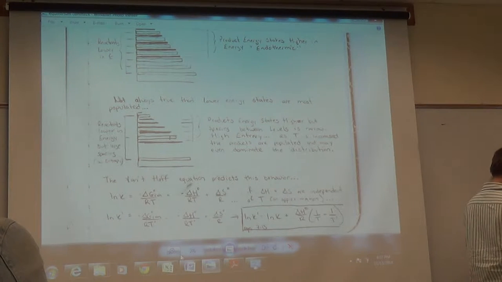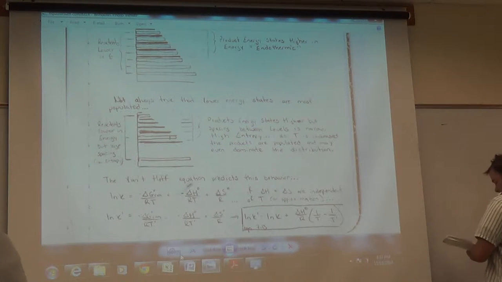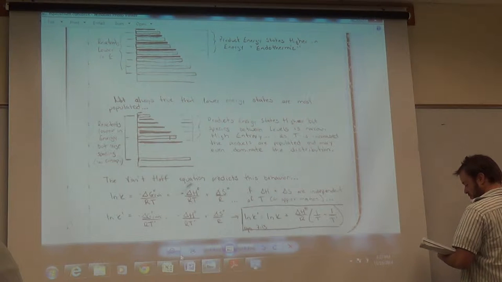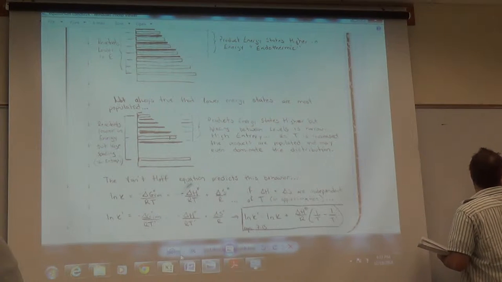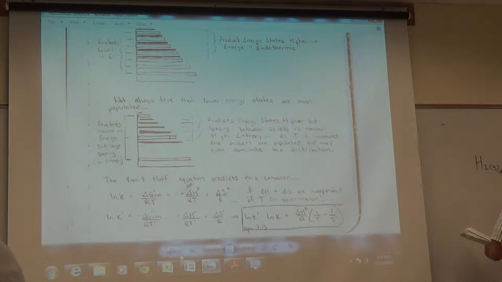look at this particular reaction. We'll say that we've got H2 gas plus solid iodine going on to form hydrogen iodide. Two of those.